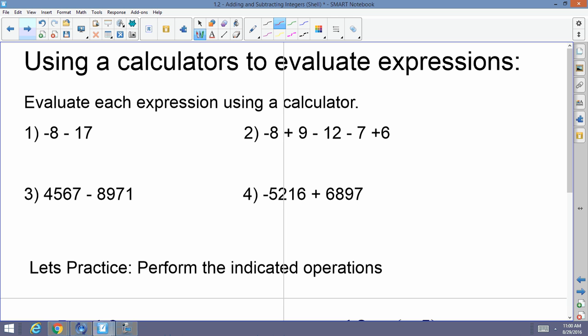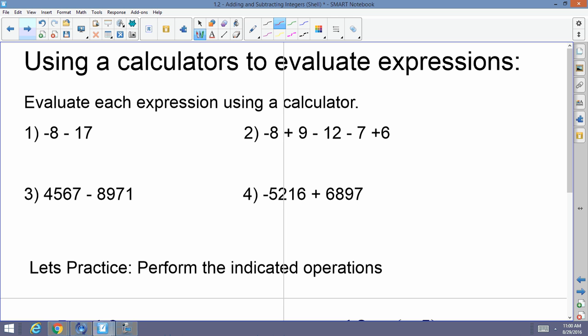So now we're going to evaluate each expression using a calculator. Guys, this is not a big deal. I just want you to understand that there is a minus sign on a calculator and there is a negative sign. Okay? And there's a big difference. The negative sign is usually in parentheses, and it's used to determine a negative value. The minus sign is just subtracting two values.